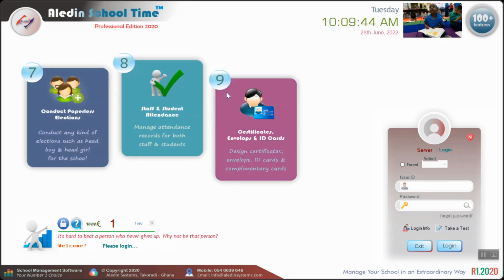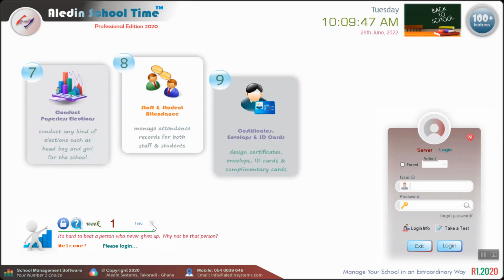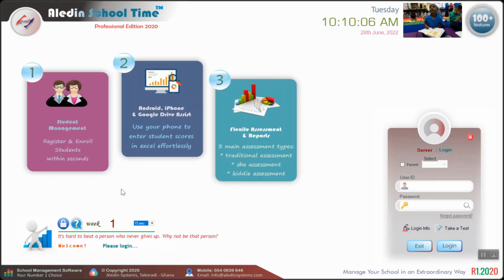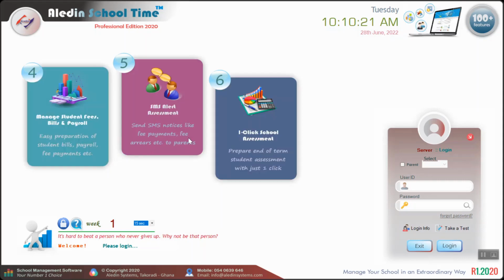So you see, but you can change the pace. If you say 15 seconds, then it's going to stay for 15 seconds before it changes. So here it says feature: conduct paperless elections. Conduct any kind of election such as head boy and head girl. So you see after 15 seconds it has changed. So we have student management, register and enroll student within seconds. You can also use Android, iPhone and Google Drive assist. One-click assessment, SMS, management, student fees, bills and payment, and all that.